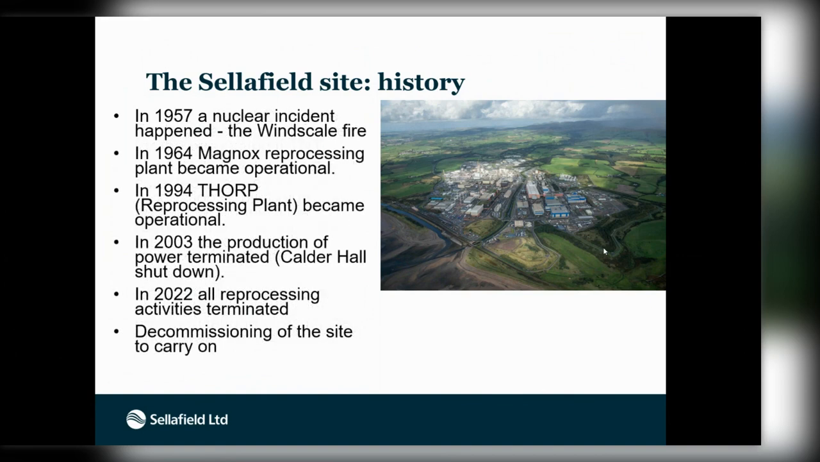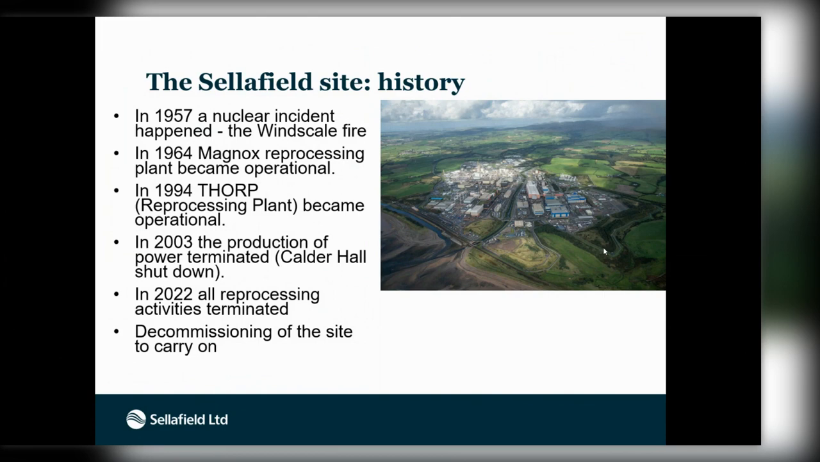Then in 1957, a bad event happened, unfortunately. A nuclear incident happened, one of the worst nuclear incidents ever in the world, and for sure the worst nuclear incident in the UK. One of the reactors used for the production of plutonium for the nuclear bomb went on fire, and a large dose of radioactivity was released across the area. Of course, both nuclear reactors were shut down, and lots of lessons were taken from that incident, which then helped the design of future nuclear reactors.